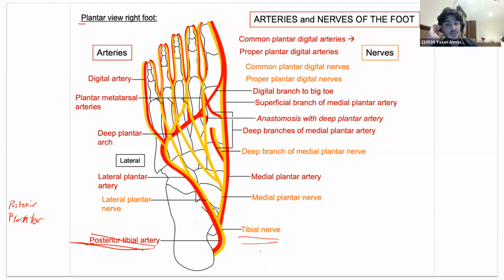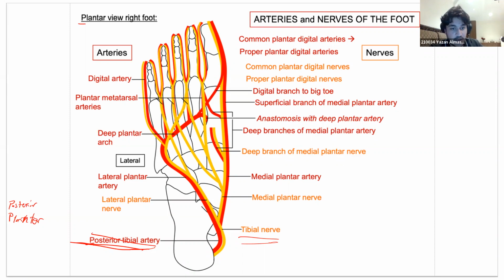Now what do I need to remember from all of these arteries and anastomoses? There are so many things. So let's take it step by step. We have the posterior tibial artery. It's going here, then it's going to divide. It's going to give two branches.